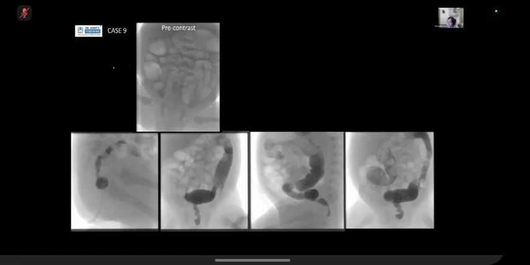Any images of colonic atresia? Nope, I'm sorry, I do not have any images of colonic atresia here. Slides on causes.